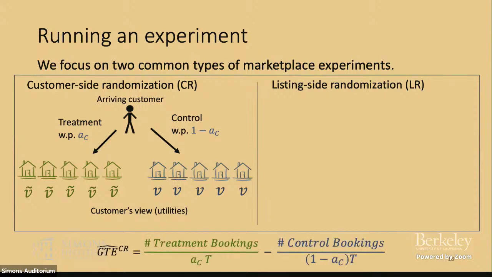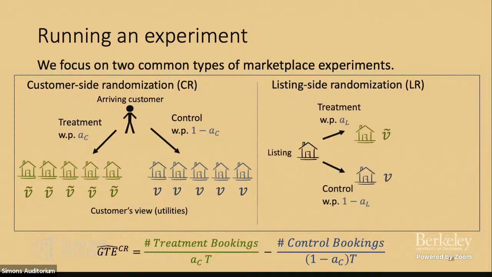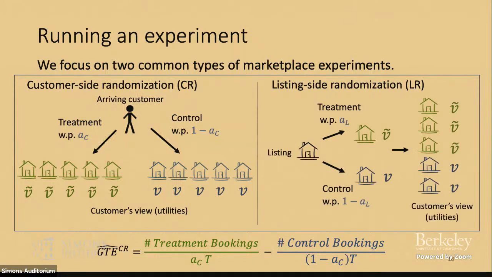And then the naive Horvitz-Thompson estimator is this estimator given here, where you just take the number of treatment bookings normalized by the size of the treatment group minus the number of control bookings normalized. And since in our model, we consider the rate of the bookings, we normalize by time as well. You can also randomize on the other side of the market. We have some work on this about differences in the bias between these two types of experiments, but I largely won't go into that in this talk.